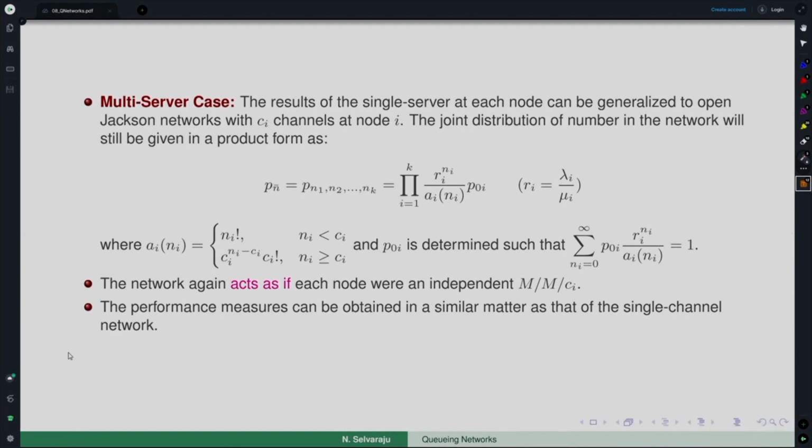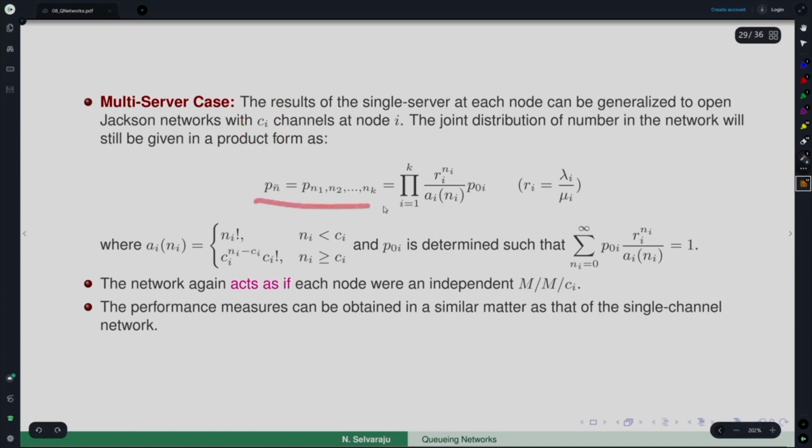Okay. Now, what we have seen is the open Jackson network. The restriction that we had was the single server network. Now, this particular case can be extended to the multi-server case without any difficulty. This can be generalized to an open Jackson network where, instead of a single server at each node, there are Ci channels or Ci servers at each node.